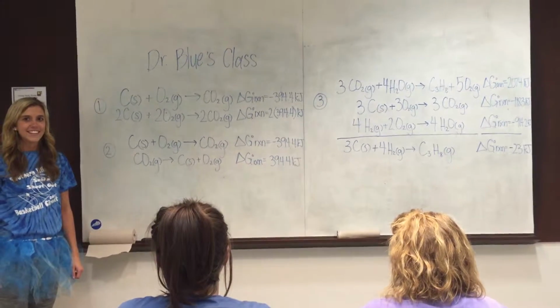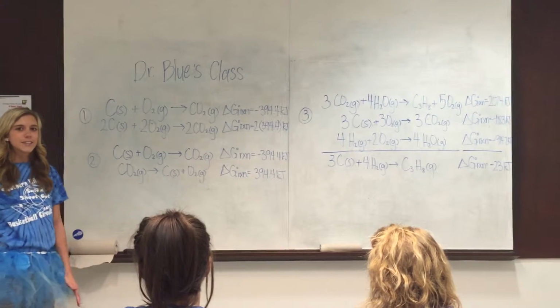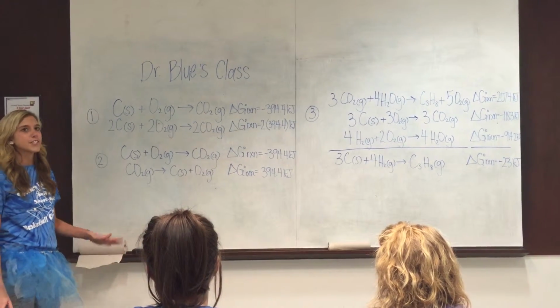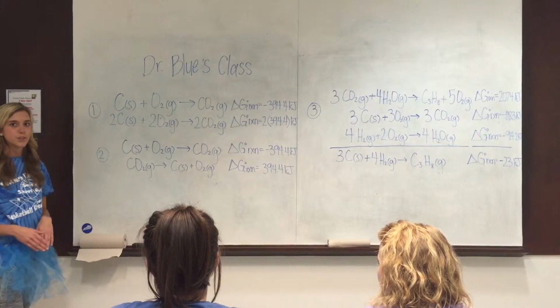Because free energy is a state function, there are ways to determine the delta G of a reaction given the delta G of a similar reaction. There are three relationships that we must keep in mind when doing this.